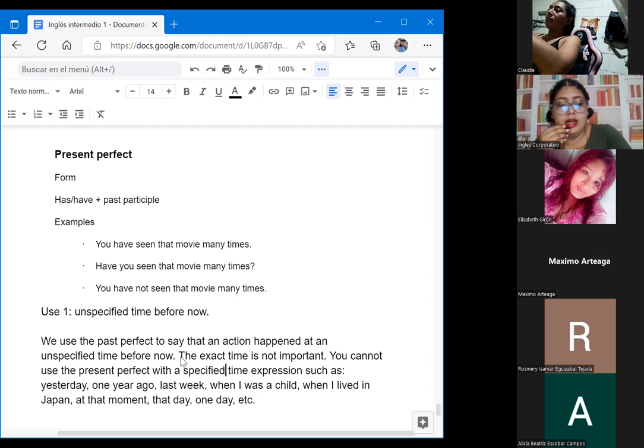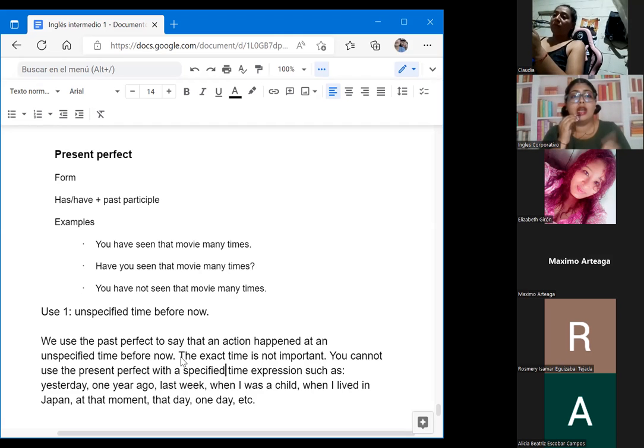Remember that we have these time expressions that help us give the people that we are talking to more details about the time in which we perform an action. So when we are talking about an unspecified time or unspecified actions, we are not telling the people that it was a specific time in the past, in the present, or maybe in the future. In this case, we are talking about a situation, but we are not specifying the time in which this action happened. So we are not going to use time expressions with the past perfect.